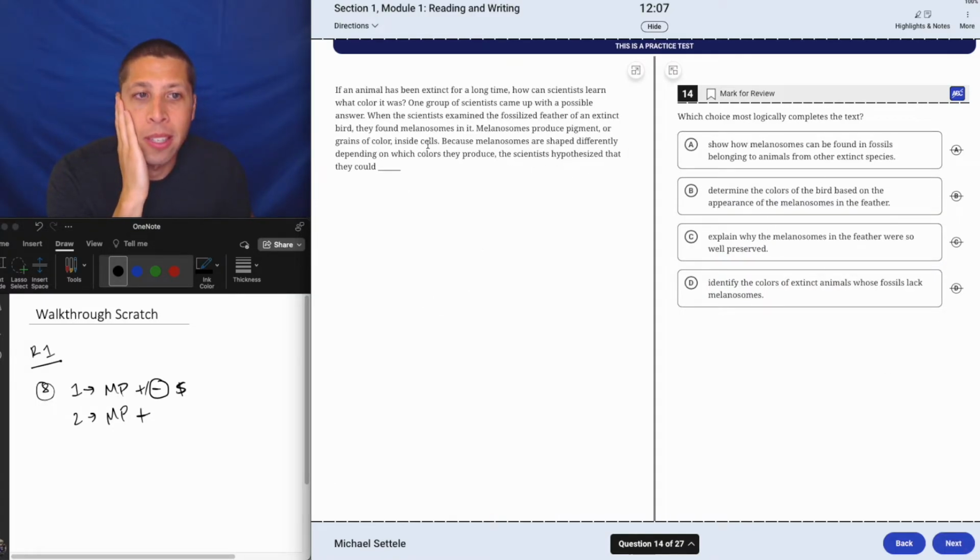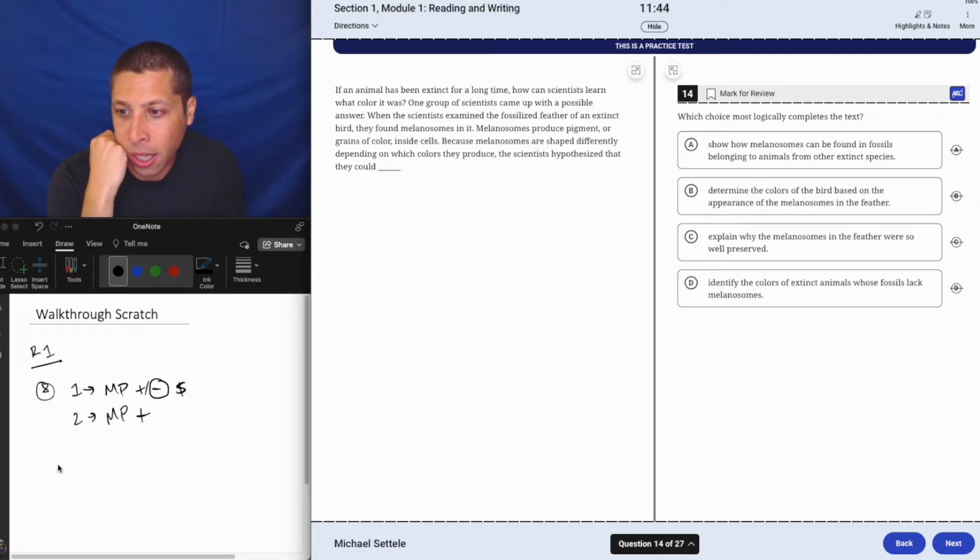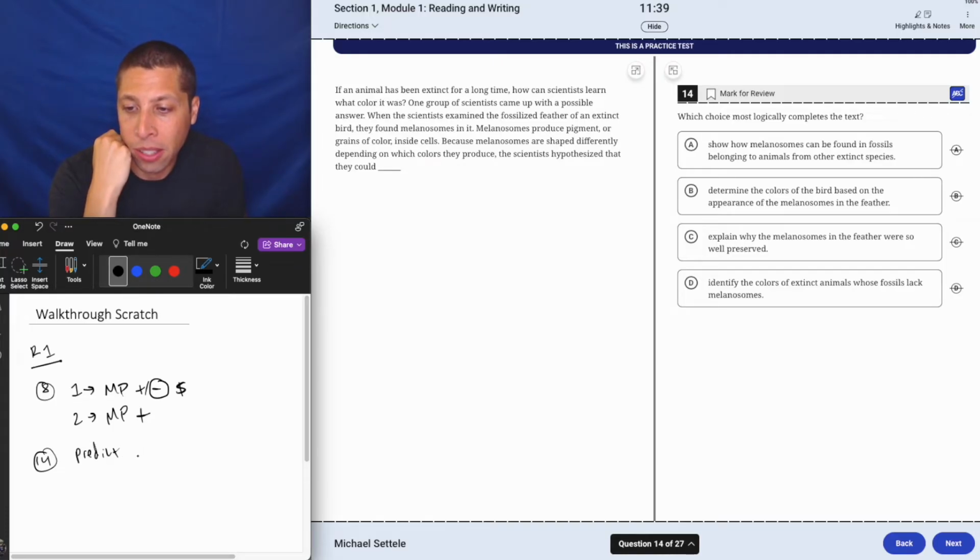Which choice most logically completes the text? If an animal has been extinct for a long time, how can scientists learn what color it was? One group of scientists came up with a possible answer. When the scientists examined the fossilized feather of an extinct bird, they found melanosomes in it. Melanosomes produce pigment or grains of color inside cells. Because melanosomes are shaped differently depending on which colors they produce, the scientists hypothesized that they could... what is this, quote 14? They could predict based on shape, something like that. Right? They could show how melanosomes can be found in fossils belonging to animals from other extinct species.